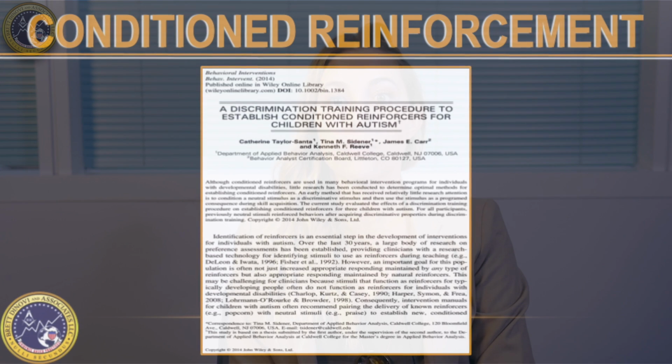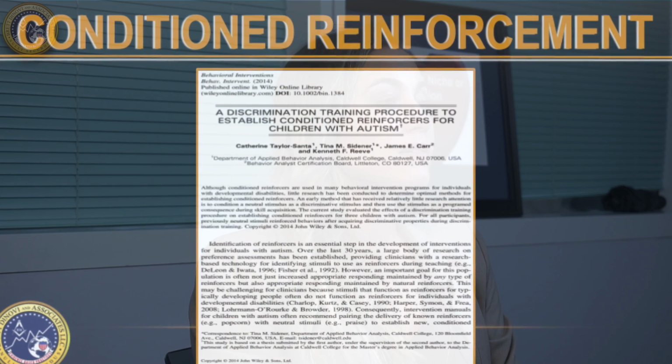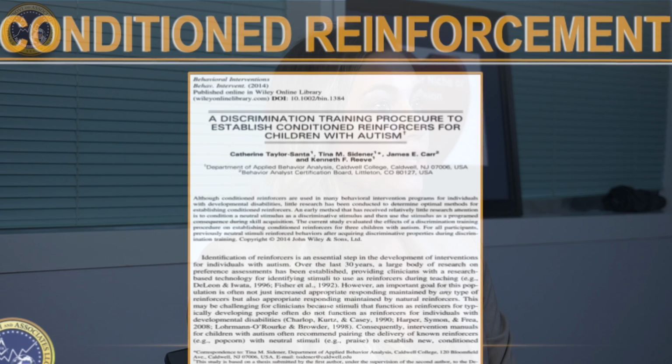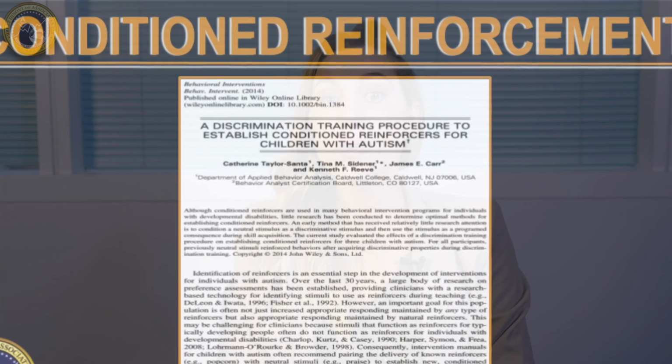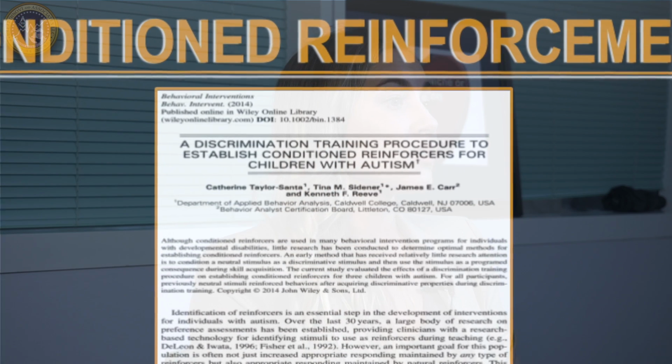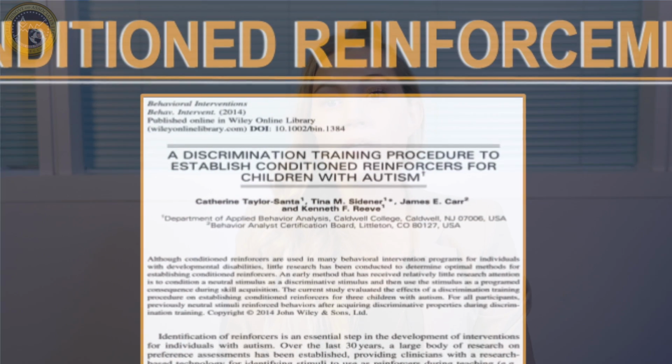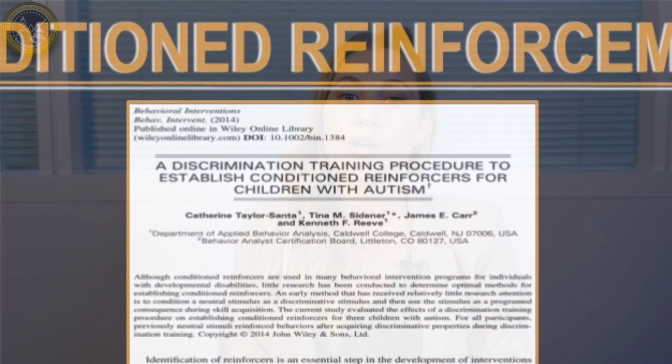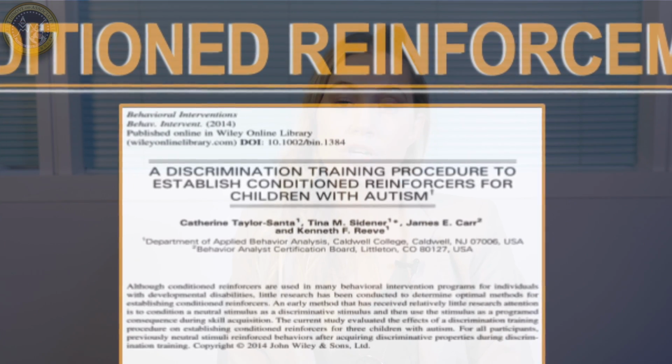In their 2014 research, Taylor, Santa, and colleagues label identification of reinforcers as an essential step in developing interventions for individuals with autism, and go on to share that while the field has established a large body of research on individual preferences of available reinforcers, there's limited research on specific recommendations for how to conduct or evaluate conditioning procedures.